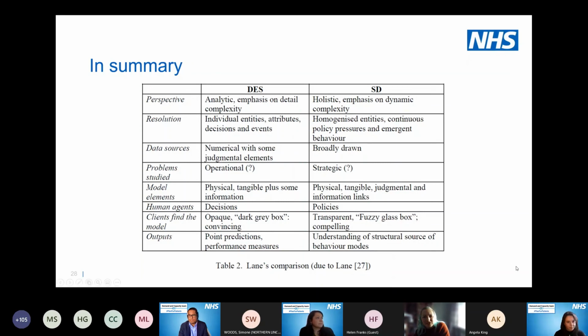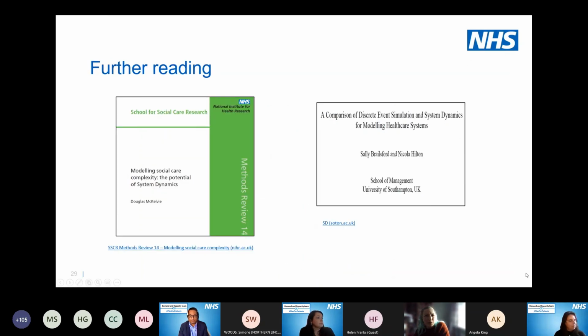Yeah, I guess the other thing to consider is: is it a variable that you're going to try and optimize, like staffing? So that would be DES, whereas system dynamics would give you more of a higher level view of what could happen if you change that variable.